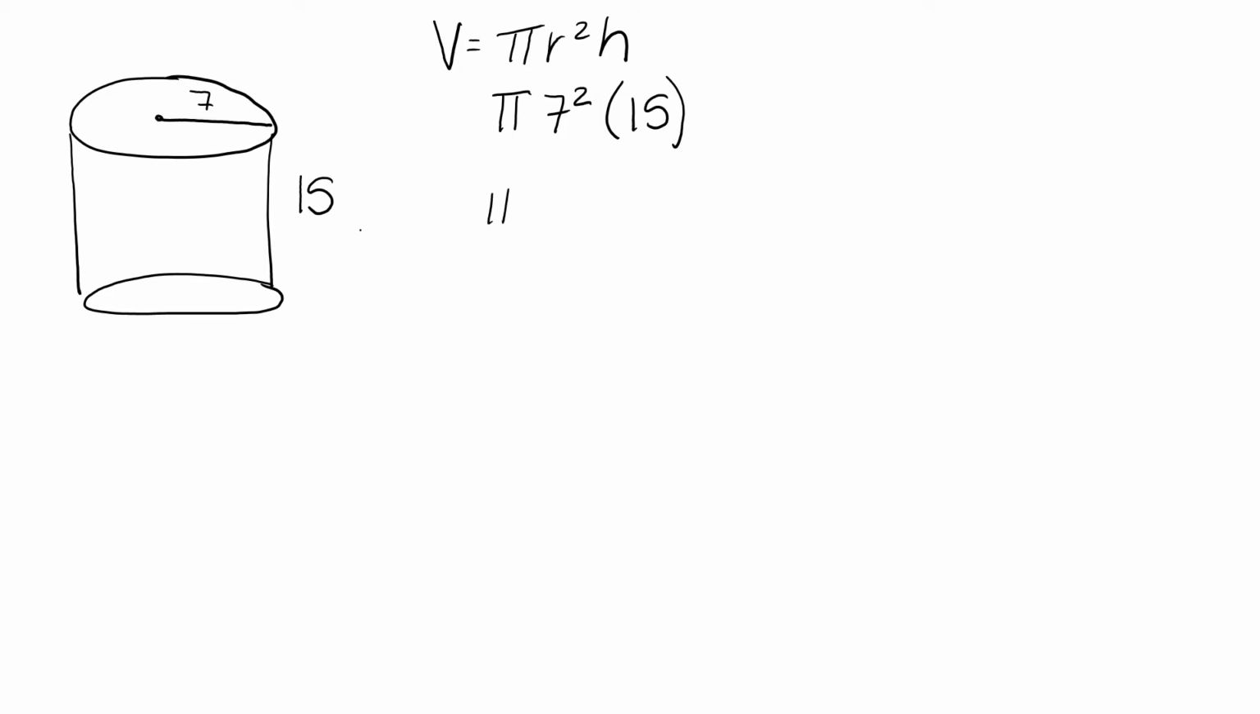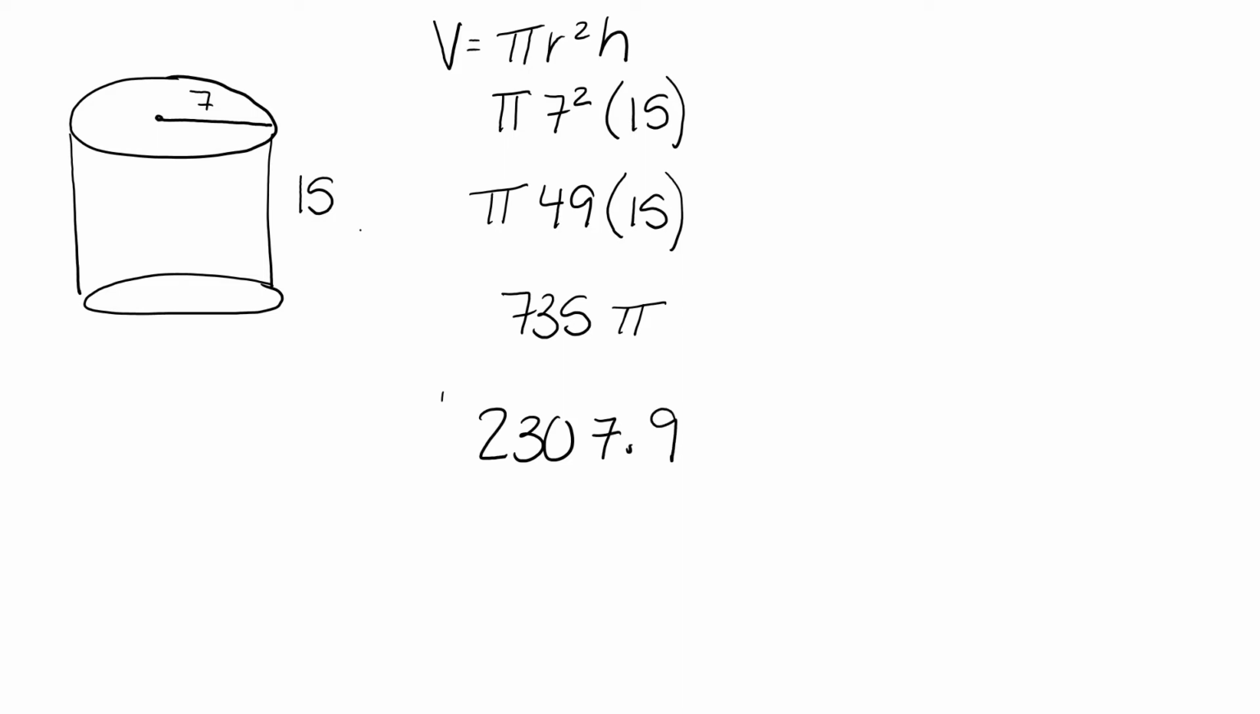Solving exponents first, 7 squared gets us 49, and then we multiply that by the height 15, which gives us 735. We then multiply by pi, and the directions tell us to use 3.14. So 735 times 3.14 gives us 2307.9. The directions tell us to round to the nearest tenth, which 0.9 is already in the tenths place. So we stop there, 2307.9.